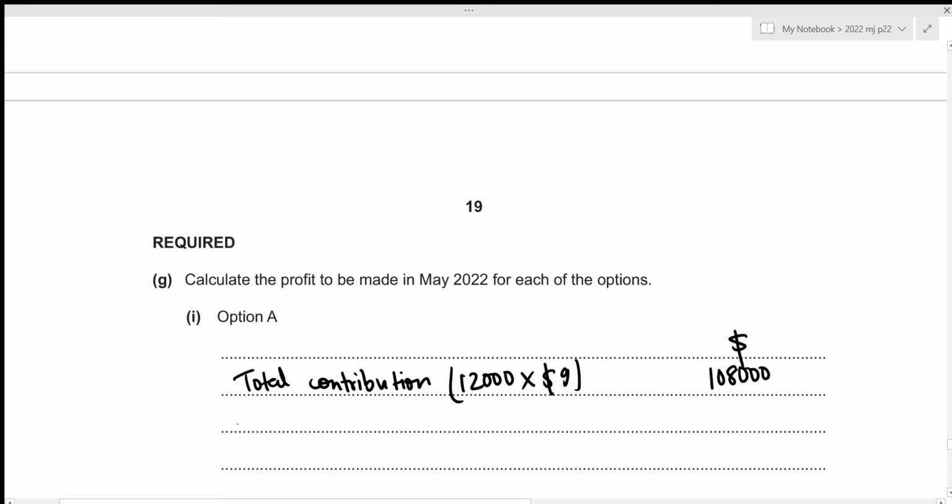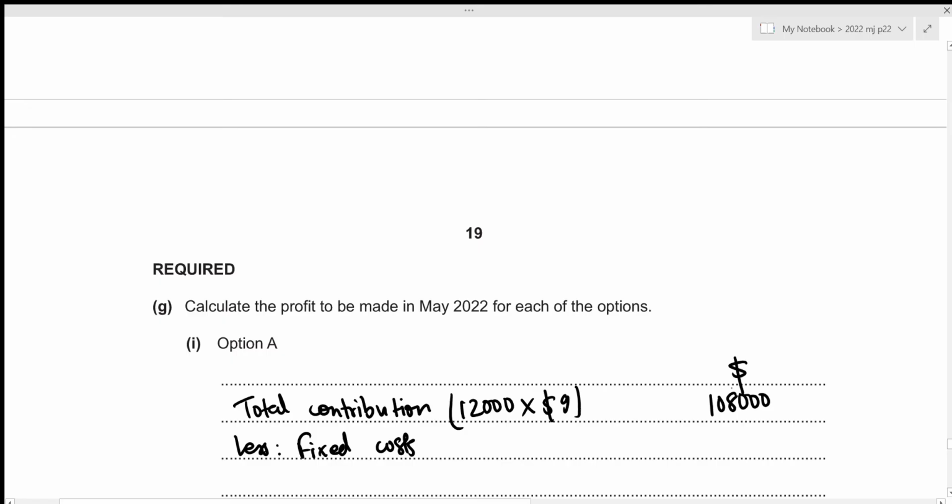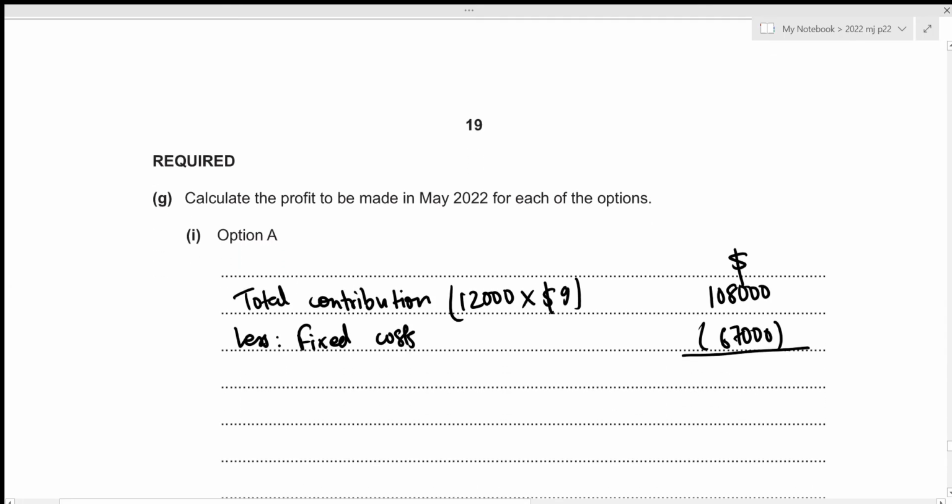Now we can subtract our fixed cost in order to figure out the profit. So let's have a look above. We can see that our fixed cost, we calculated it to be 67,000. Let's subtract it. That's 67,000, and this is in a bracket to indicate that this needs to be subtracted. Now, if we subtract the fixed cost from our total contribution, we can easily figure out the profit for May 2022. So that's going to be 108,000 minus 67,000, which results in the value of 41,000. Okay, so this concludes the profit for option A.